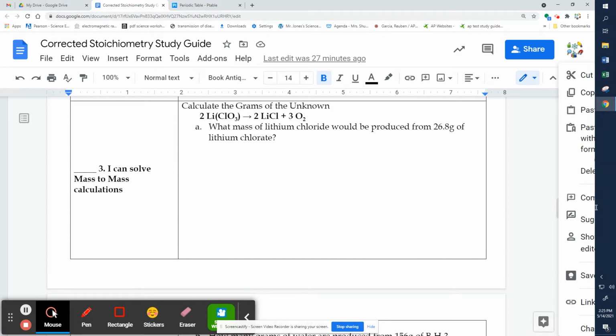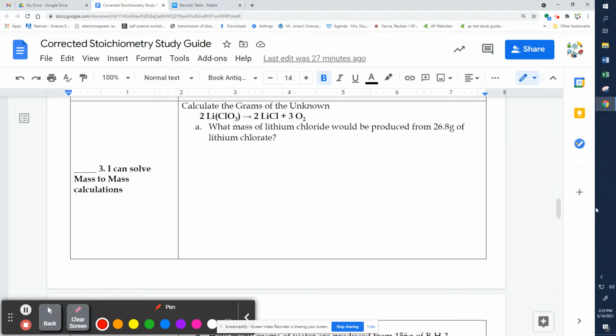We are always given an equation and always asked to go from grams of one thing to grams of another thing. So in this example, we are going from 26.8 grams of lithium chlorate to mass of lithium chloride. I'm going to start with my 26.8 grams of lithium chlorate. Now, this first one is our lithium chlorate. We're going to put that over 1.